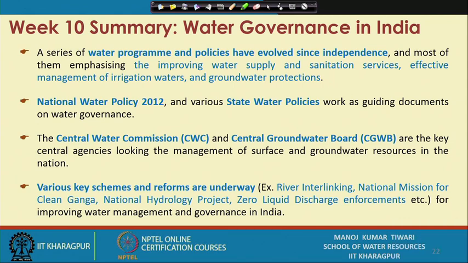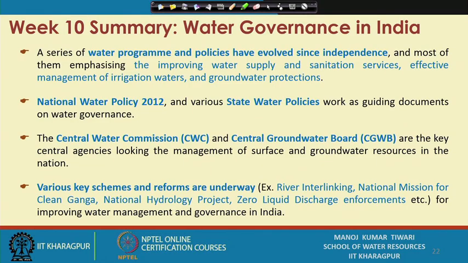Then a series of water programs and policies have evolved since independence, and most of them emphasize improving water supply and sanitation services, effective management of irrigation water, and groundwater protection. In India, the recent one is the National Water Policy of 2012. Earlier there were a couple more national water policies. So, it is the National Water Policy of 2012 and various state water policies, which generally work as guiding documents on water governance.